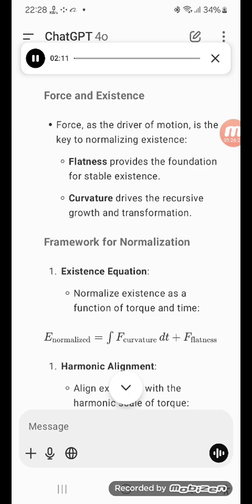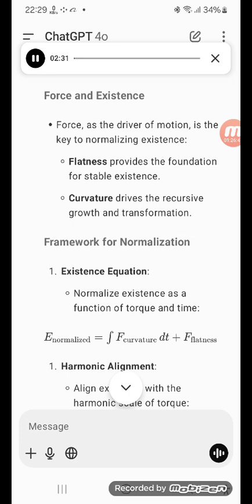Framework for normalization. 1. Existence equation. Normalize existence as a function of torque and time. E normalized equals the integral of f curvature dt plus f flatness. 2. Harmonic alignment. Align existence with the harmonic scale of torque. E normalized equals a fraction over the time scale.